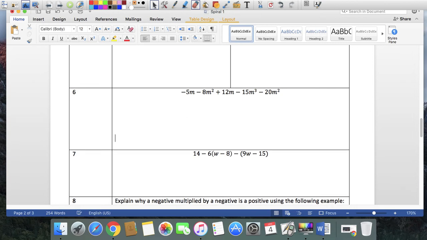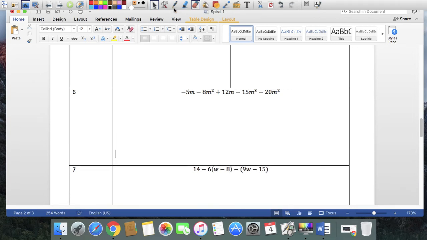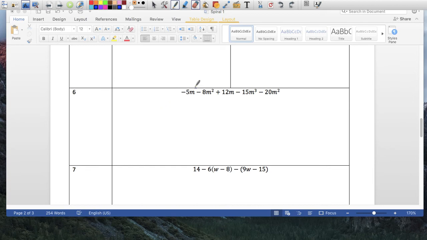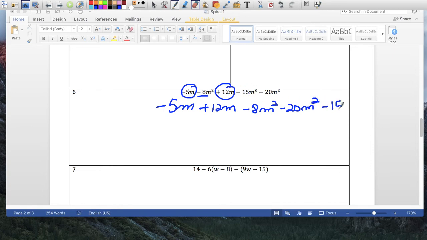Combine like terms. If you like, rearrange them so the like terms are next to each other. I will do that. Negative 5m plus 12m, and let's say negative 8m squared minus 20m squared, and then finally let's bring that negative 15m cubed to the third part all the way at the end, because that has no one to combine with.